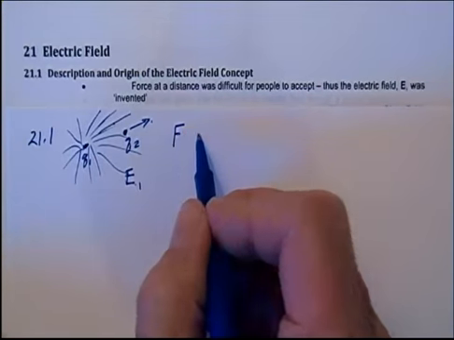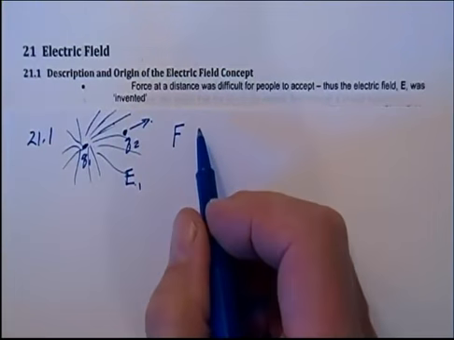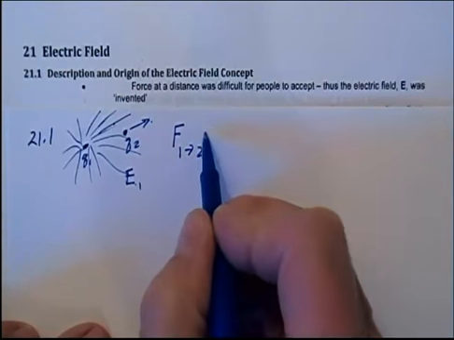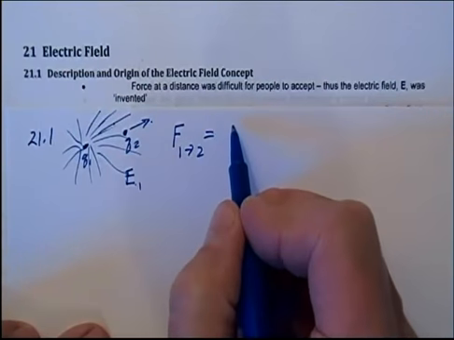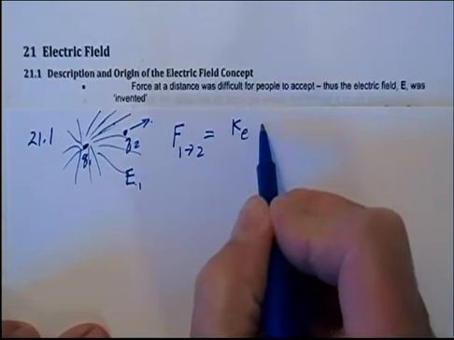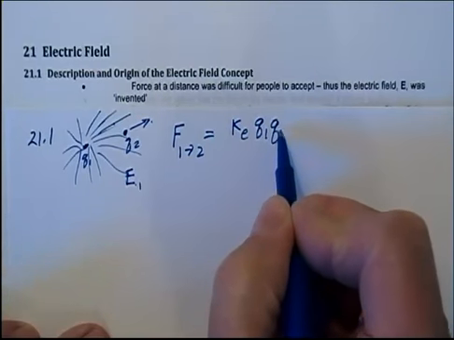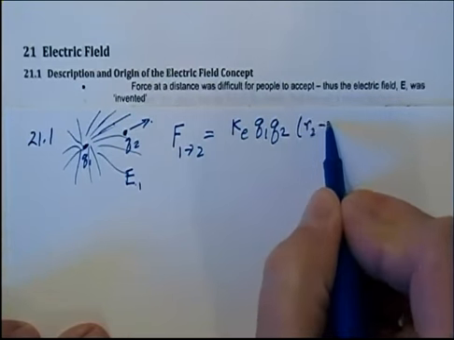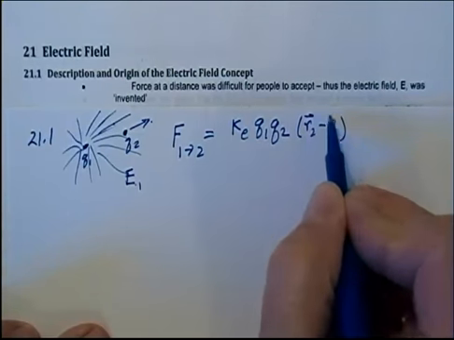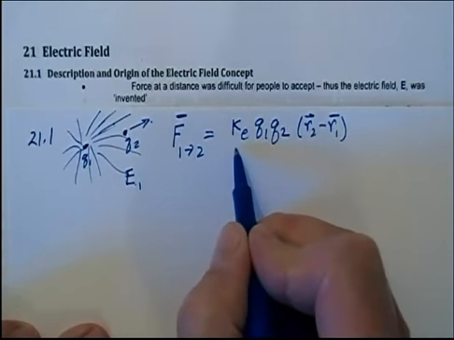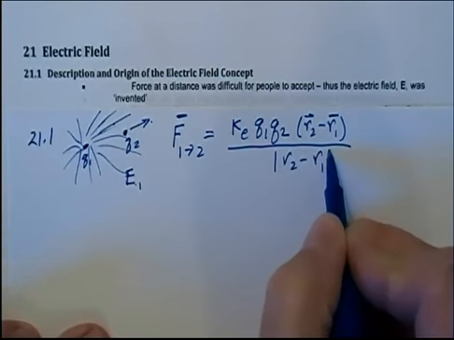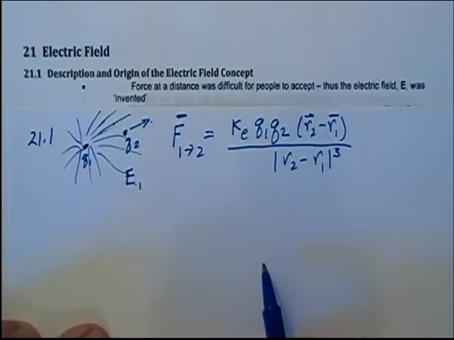The force that's going to end up describing this is the force that 1 exerts on 2, which is going to be equal to Ke Q1 Q2 times the vector R2 minus R1, and I'm going to write this in the vector form that we just had it, divided by the magnitude of R2 minus R1 cubed.